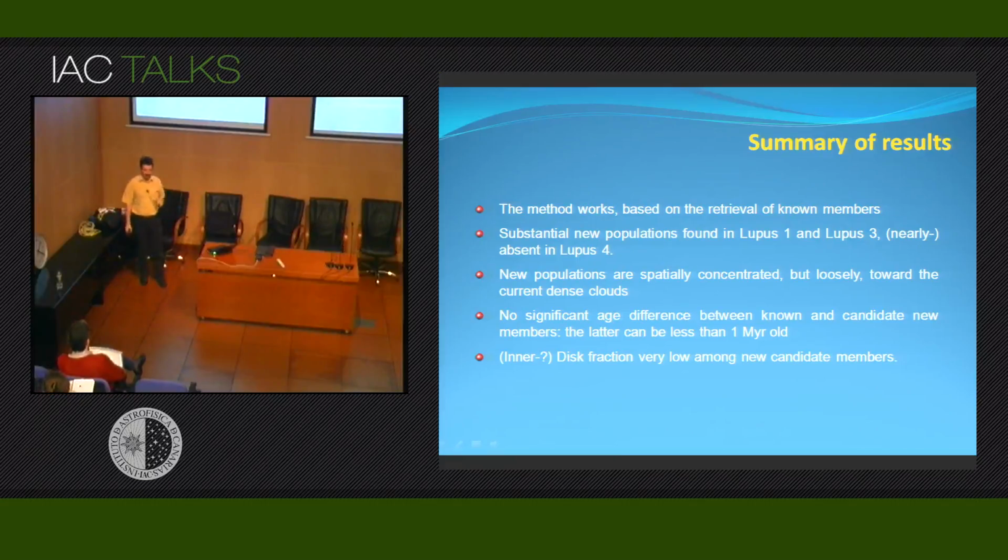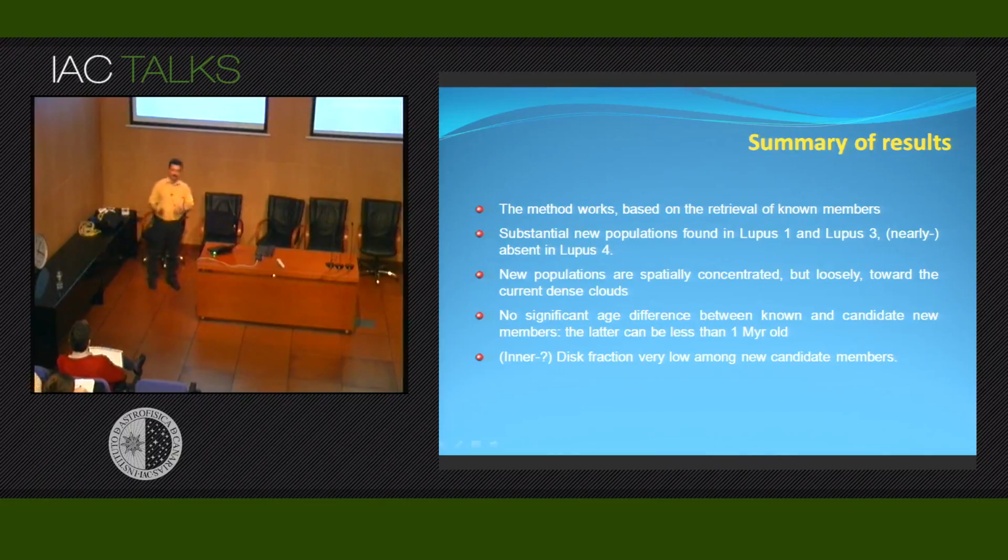So that doesn't mean that none of the objects that we detect can belong to the Gould Belt. Possibly some of them are. In fact, it is likely that all of the objects that we detect in the direction of Lupus 4 belong to the Gould Belt. We would expect a few in that direction. But certainly they are not the dominant population in Lupus 1 or in Lupus 3.